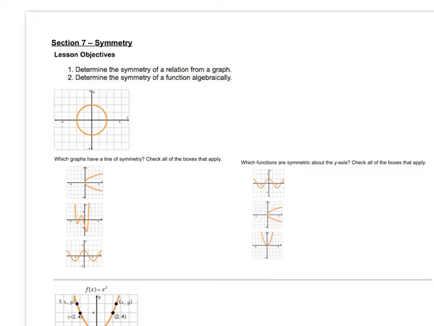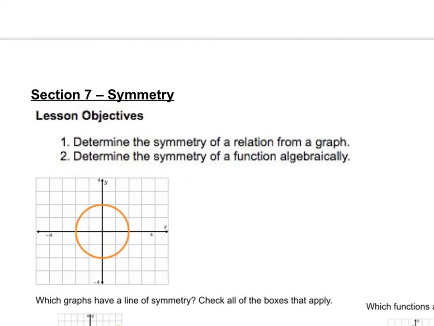Hello, this is an Algebra 2 video, and this is a video over Section 7, which is called Symmetry. What we're going to do is determine the symmetry of a relation from a graph and determine the line of symmetry of a function algebraically. Before we go on, I want to discuss what symmetry is.